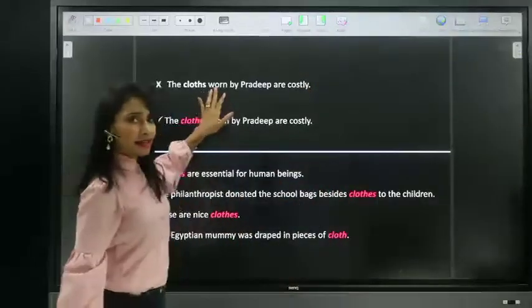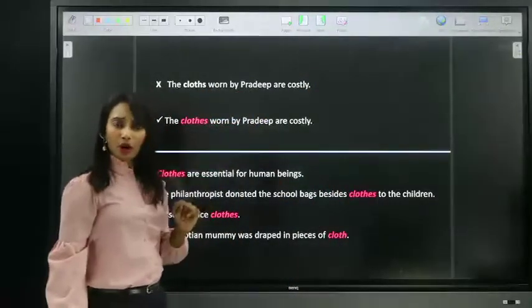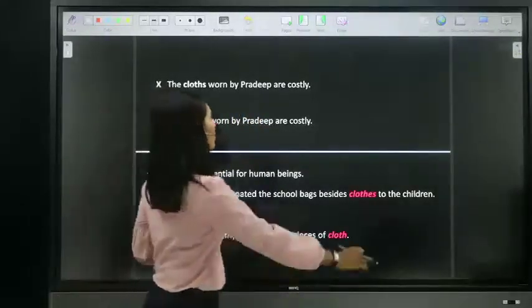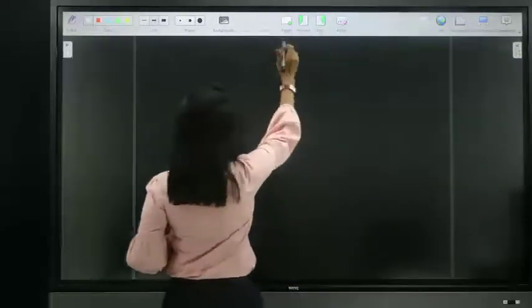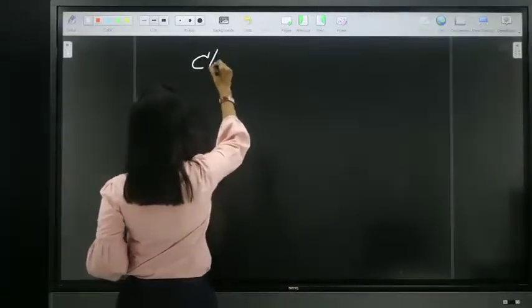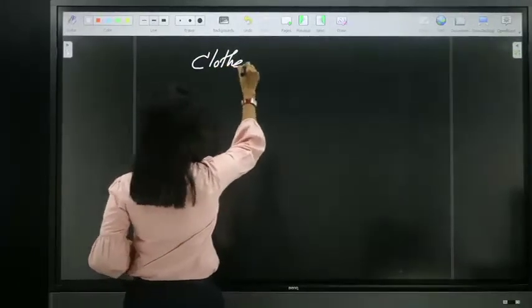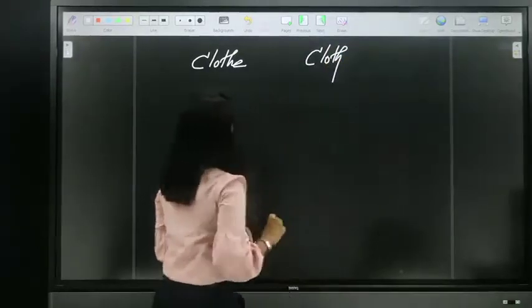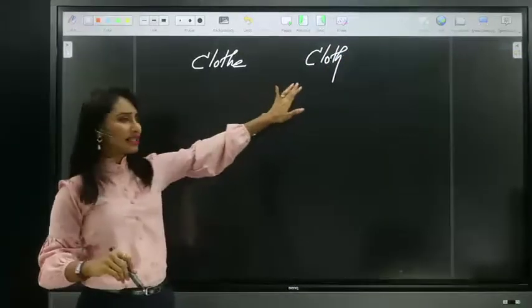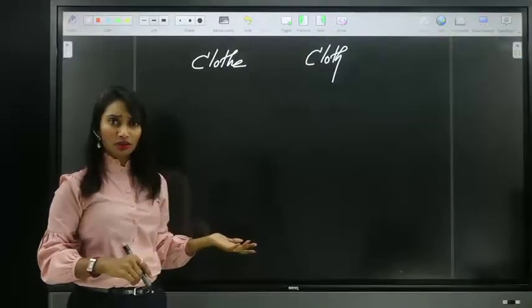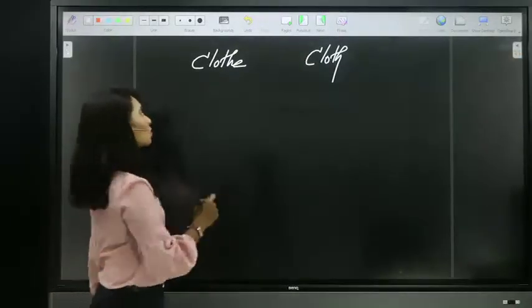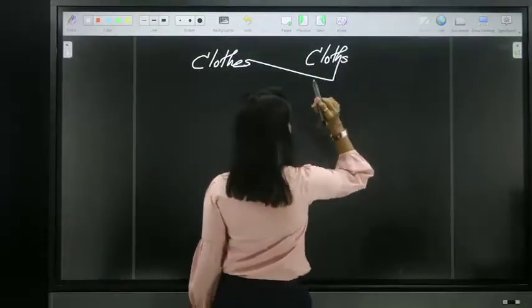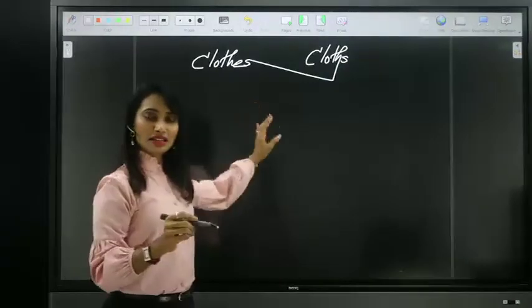Look at this, guys. The clothes worn by Pradeep are costly. Now, can you tell me the difference between CLOTHE and CLOTH? What is CLOTHE and what is CLOTH? If you want it in plural, you can make CLOTHES or CLOTHS. So what is the difference between these two words?